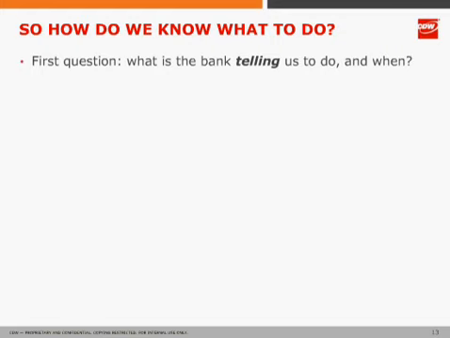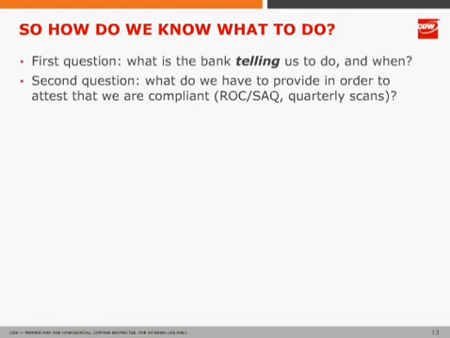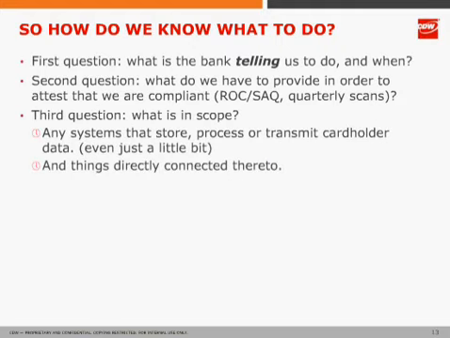So the second question is, what are you going to have to provide to the bank to prove that you are compliant? And generally speaking, it is two things, either a ROC or a SAQ, and then quarterly scans of your external IP addresses that show that you are compliant. We'll get back to that. So the third question is, what is in scope? What do we have to apply all of those PCI objectives to?